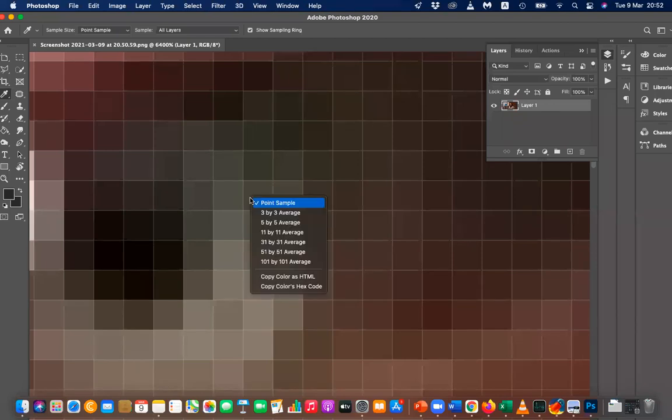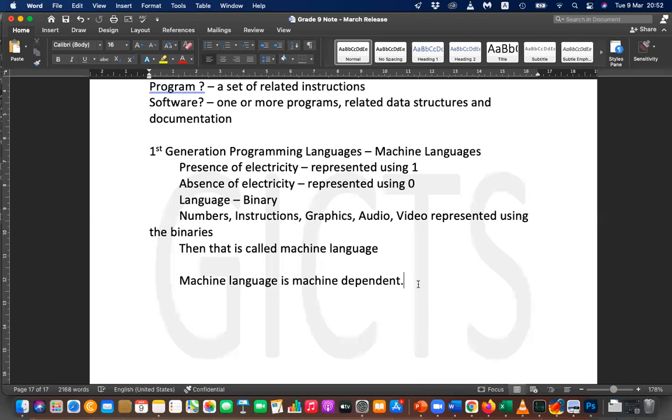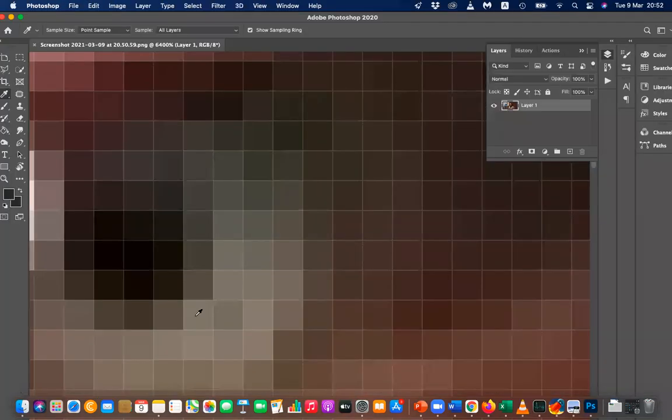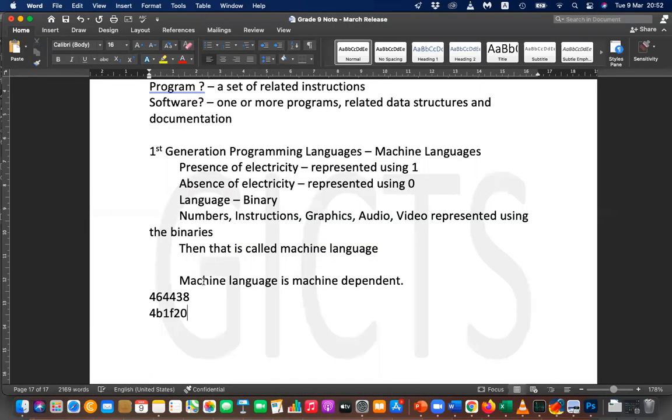Let me right click on one cell and copy the color's hex code. This is a single cell, a single square. A single square is a number, but this is a hexadecimal number. You can see, let's copy one from here. This is a hexadecimal number, but you can represent it using binary. 0 means 0000, B means 1011, 1 means 0001, F means 1111, 2 means 0010, and 0 means 0000. Ultimately, it's a binary.